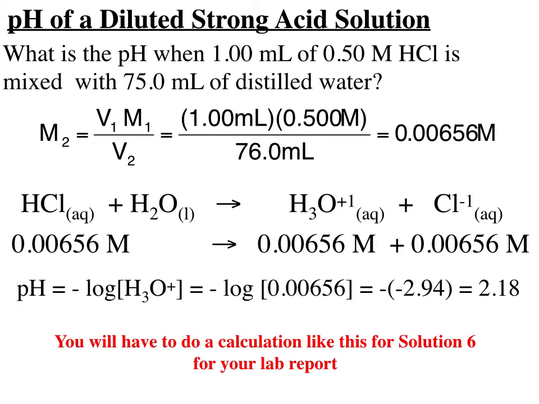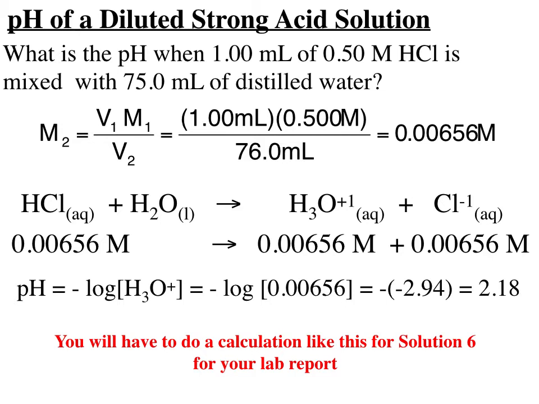Okay, let's look at calculating the pH when I take 1 mL of 0.5 molar HCl and I mix it with 75 mL of distilled water. So this is first off a dilution problem. What you're going to have to do is a dilution of the 0.5 molar HCl to a weaker solution of HCl. And be very careful when you do this as you identify your values.